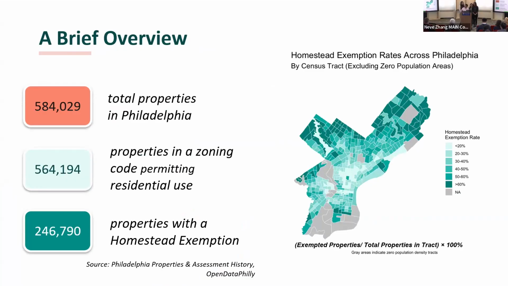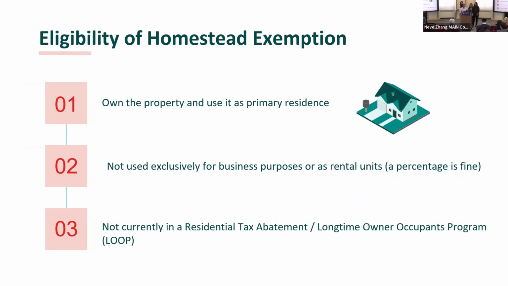So, some overview of Philadelphia properties and the homestead uptake. According to data from Open Data Philly, Philadelphia has over 580,000 properties, and of that, approximately 246,000 are currently enrolled in the program. This map gives us a general sense of how exemptions are distributed across the city, with City Center, West Philadelphia and North Philadelphia showing lower uptake rates. Uptake rate can in part be explained by eligibility. To be eligible, homeowners must meet some basic criteria. They must live in and own the property and use it as their primary residence, not use it exclusively for business purposes, and not currently be enrolled in another tax relief program.